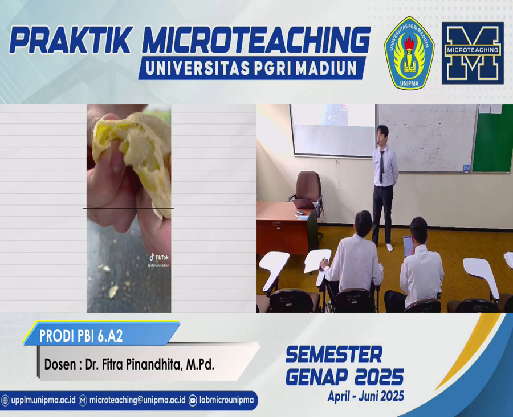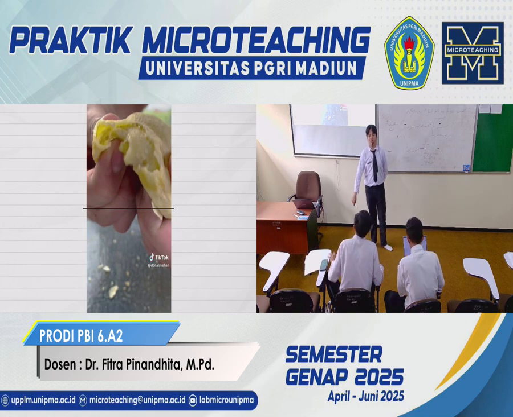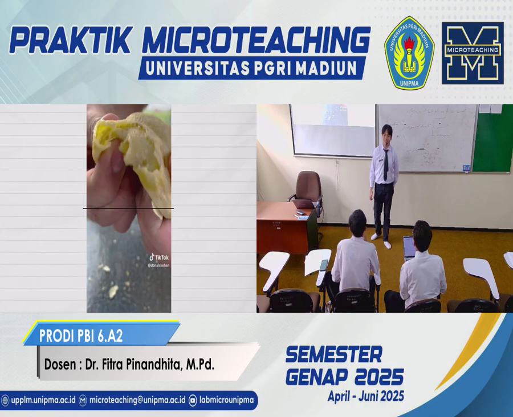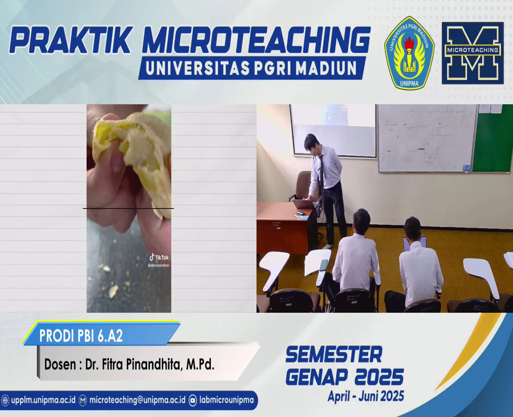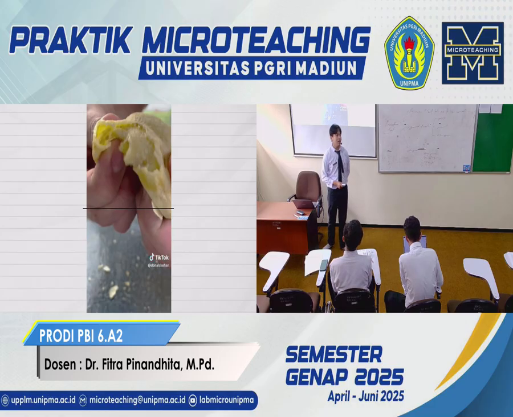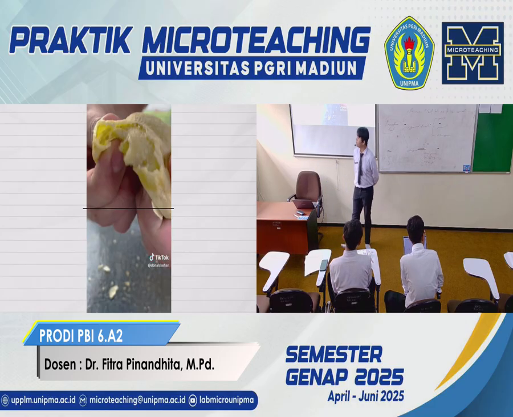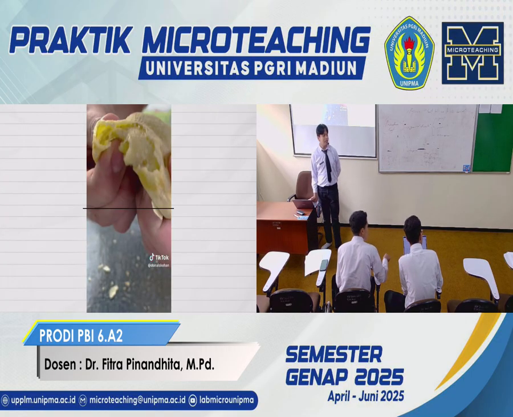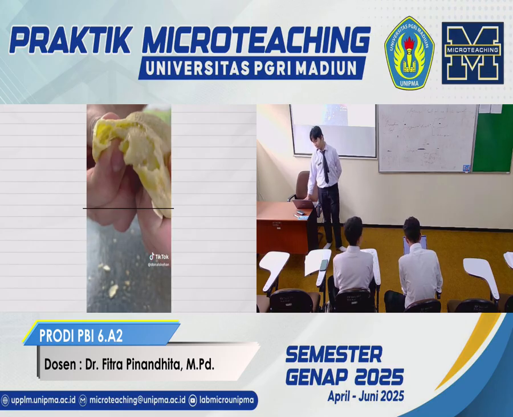What are the ingredients of the food? Okay, egg, flavor, and some other ingredients. And the video tells about a procedure for how to make scrambled egg. And the topic of today is procedure text.